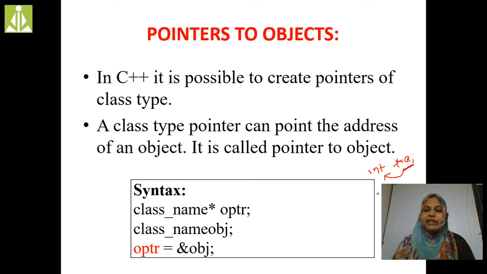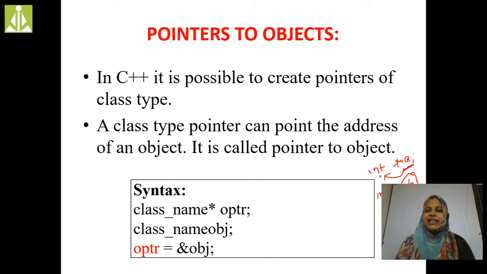I'll give one more example, int a comma star b. What does it mean? Here b is the pointer variable to variable a. This b pointer variable is going to store the address of a. This is example 2. In example 2 we are taking two variables, int a comma star b. Star b is the pointer variable, and it is going to store the address of a.